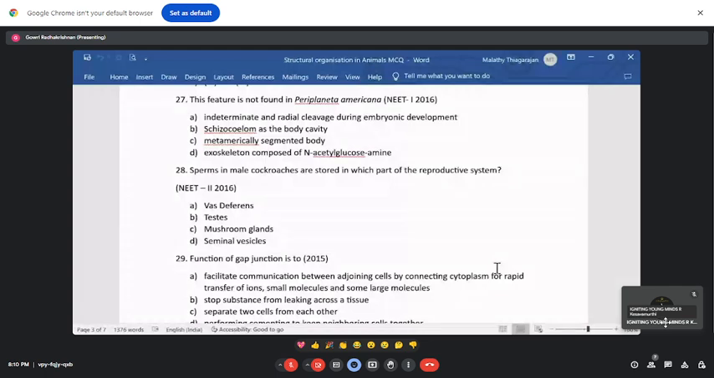The schizocoelum is a body cavity. Some cells get attached to the mesoderm, some cells get attached to the ectoderm and endoderm, creating the organs, and in the middle they create a hollow space. That is what is called the schizocoelum. It's a hollow space. That is present in the cockroach.